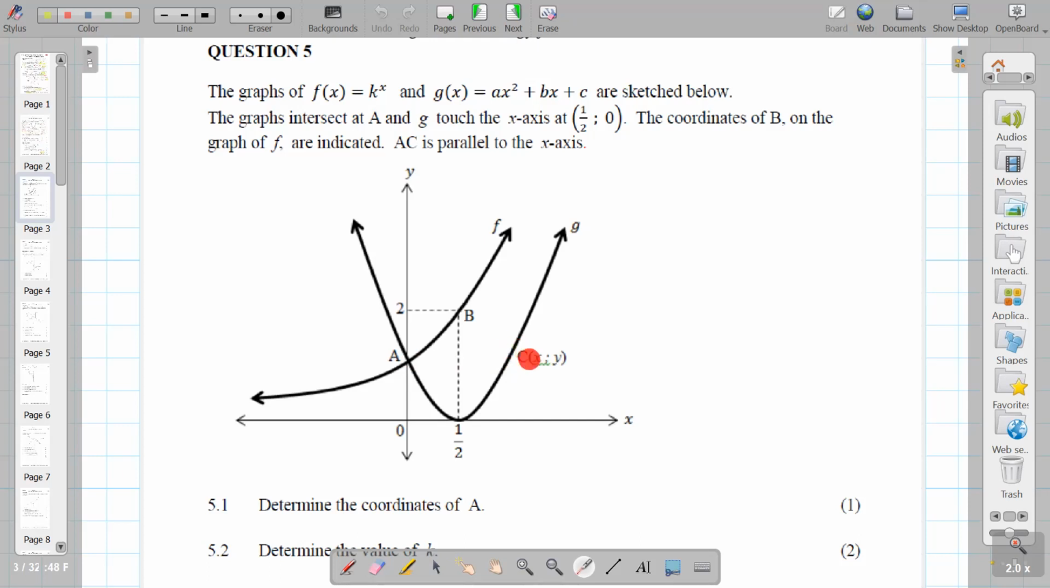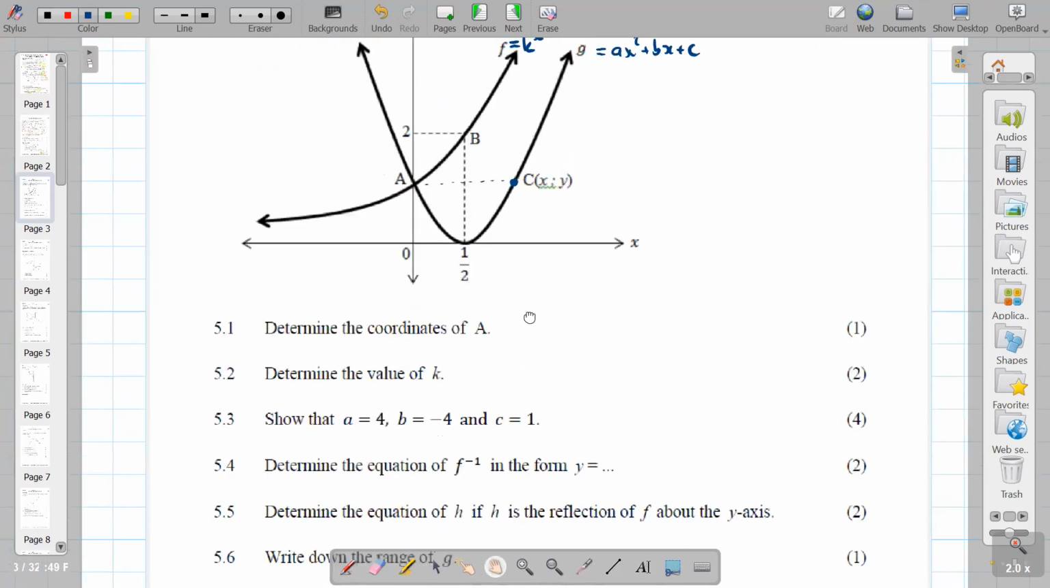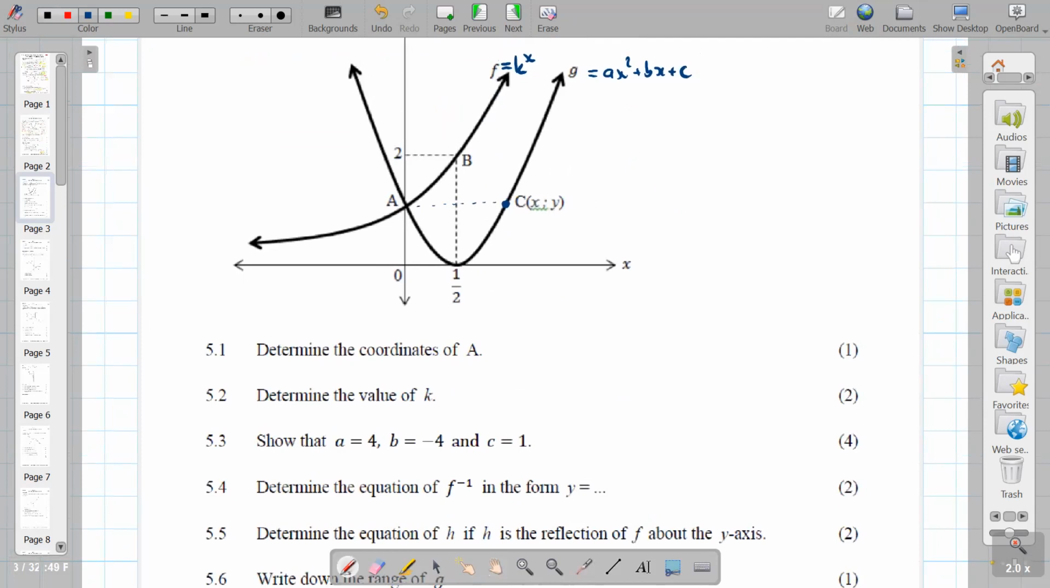So that's good because we will use the idea of axis of symmetry to find the coordinates of C later on. So it looks like we are given almost everything in the diagram. So I'll just write g is what? ax squared plus bx plus c, and f of x is k to the power of x. And the coordinates given, so they have the same horizontal line. What's the coordinates of A?